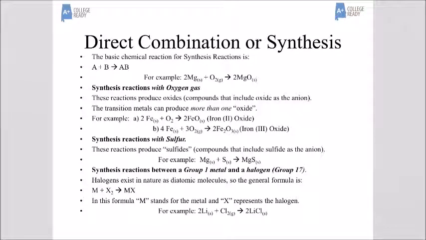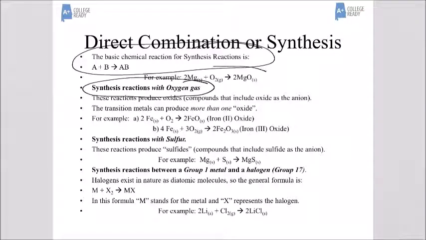So let's first talk about direct combination or synthesis. We talked about the basic equation, looks like this. We're adding together 2 elements to make a compound. There are synthesis reactions with oxygen gas. For example, we see here, we might react magnesium with oxygen to make magnesium oxide. There are also synthesis reactions with sulfur. So you might react magnesium and sulfur to make magnesium sulfide.